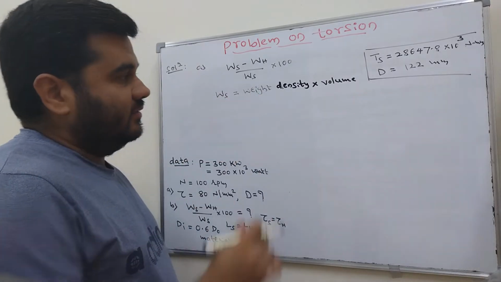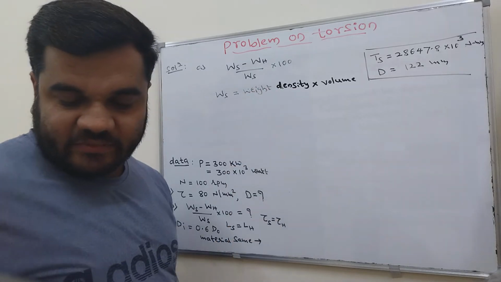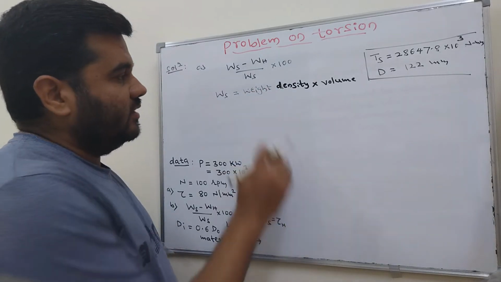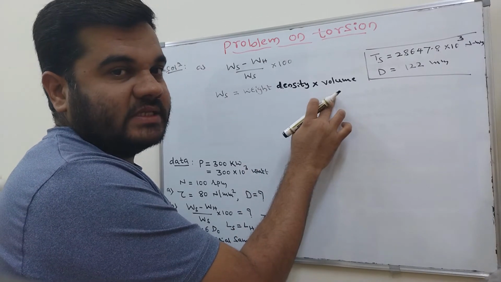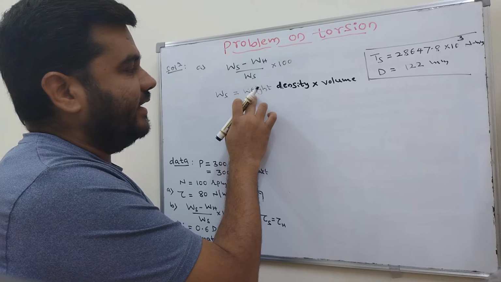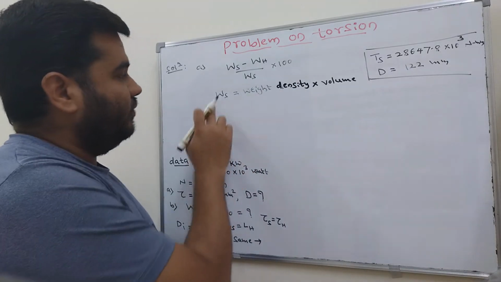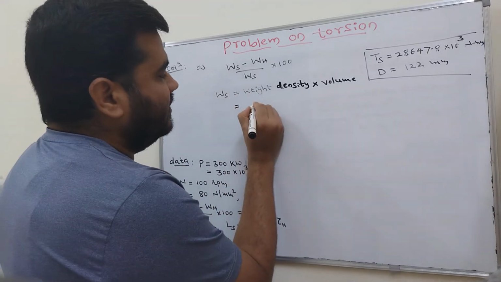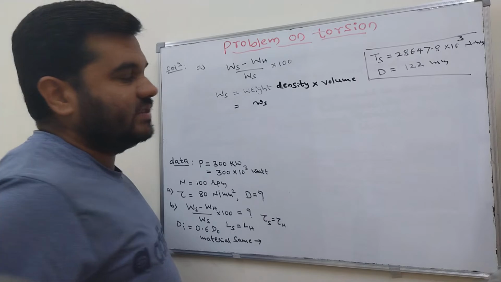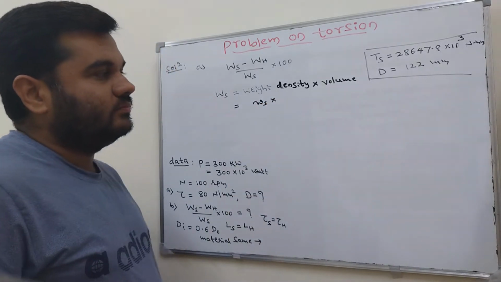So weight density, we use this formula, we used it in the previous problem also. Density is mass by volume, into volume, the volume cancels. We will get only mass, that is weight, into g, that is 9.81. That's why we are using this formula. So weight of the solid shaft, I'll take the weight density of the solid shaft, the specific weight, into volume.